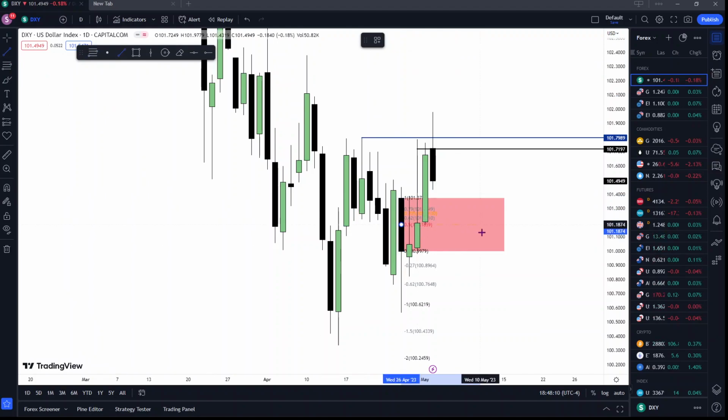That's my bias, is higher dollar. So I want to see it trade down to the 50% level.